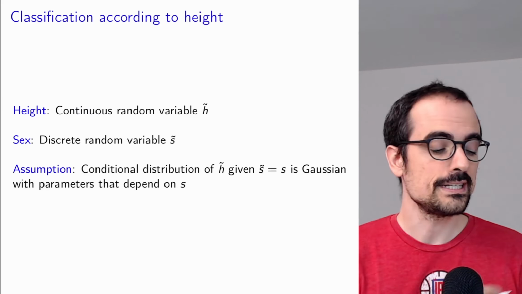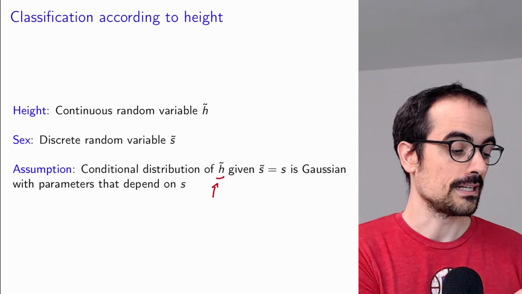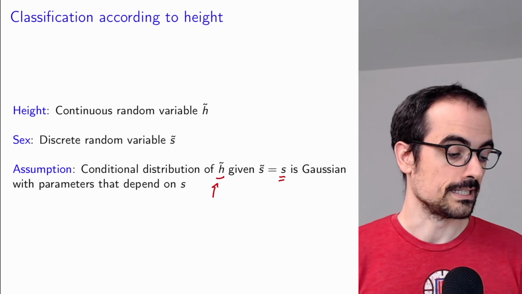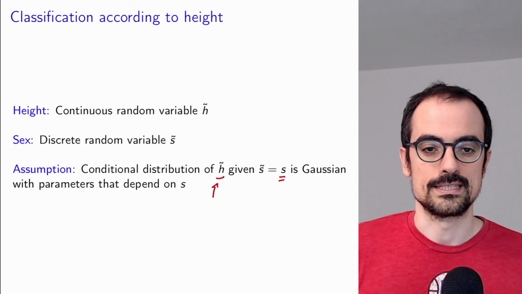We're going to model the height as a continuous random variable h, and the sex as a discrete random variable s. Okay, and we do have to establish notation. Now our assumption is that the conditional distribution of the height h given a fixed value of the sex is Gaussian with parameters that depend on the sex.